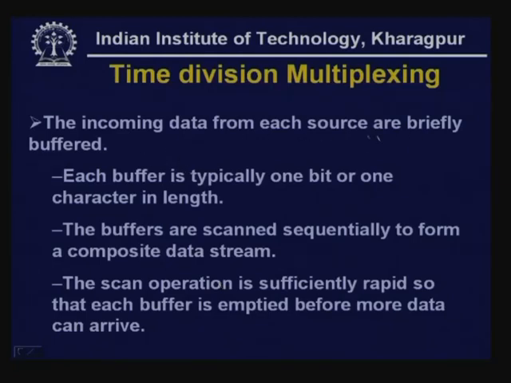However, this will require some kind of buffers. The incoming data from each source are briefly buffered, and each buffer is typically 1 bit or 1 character in length, depending on the interleaving level, as I mentioned. The buffers are scanned sequentially to form a composite data stream. So, by sequentially scanning the different bits, a composite data stream is created, and the scan operation is sufficiently rapid so that each buffer is emptied before more data can arrive.